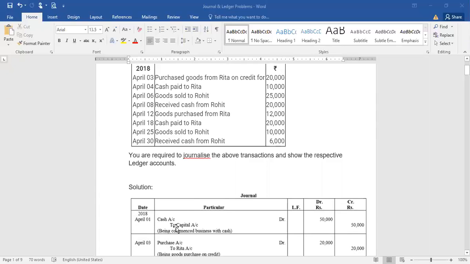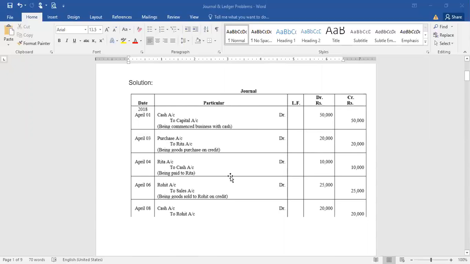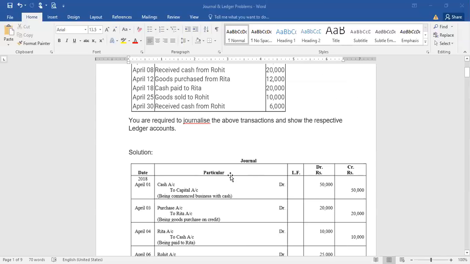Next, on April 8th, received cash from Rohit. So cash account and Rohit. We have to identify the two accounts involved in the transaction: cash and Rohit. Cash is real, Rohit is personal. So cash is coming in: debit what comes in, credit what goes out. So the cash account should be debited and the giver is Rohit. So cash account debited to Rohit's account rupees 20,000.